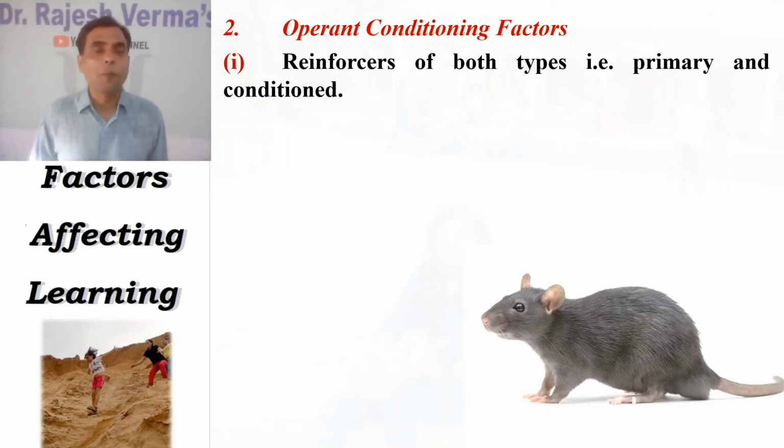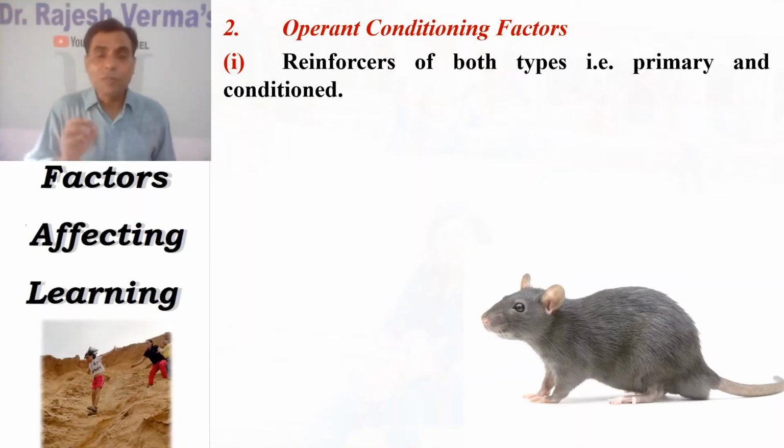Operant conditioning was given by B.F. Skinner, the radical behaviorist, as we generally call him. So, what are the factors? He gave various new terms and defined behavior in terms of operant conditioning. The first important factor is reinforcers. He gave the term reinforcement. Whether the reinforcement given to the individual or the organism is a primary one or a conditioned one.